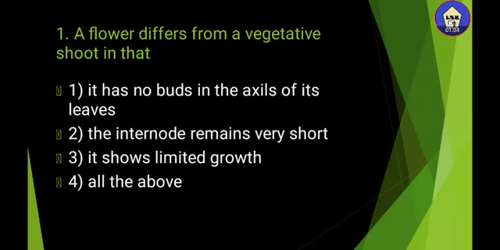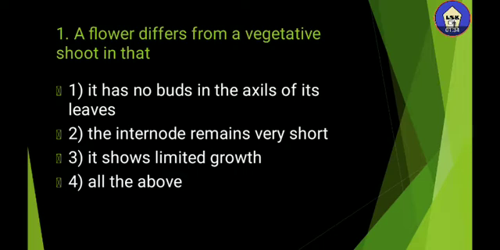But if you observe the vegetative shoot, there will be a gap between the successive leaves. The region on the stem where the leaves arise is known as node, and the region between the successive nodes is called internode. But if you observe the flower, there is no gap between the adjacent floral parts. So the gap between the nodal regions, the internode, is very short in the case of flowers.